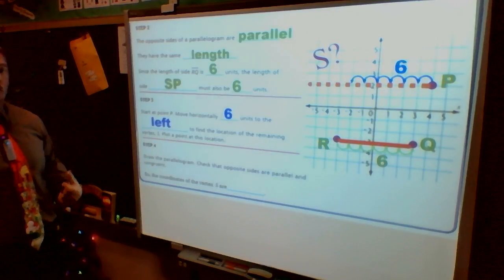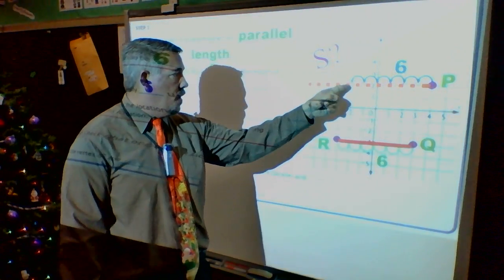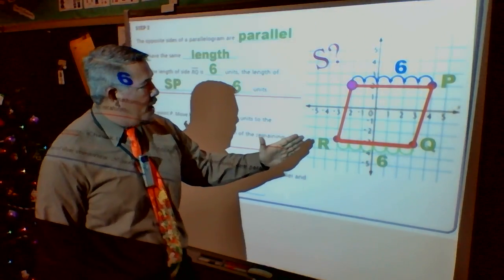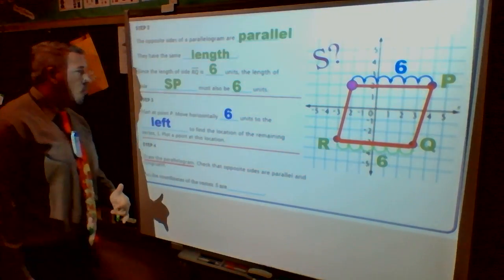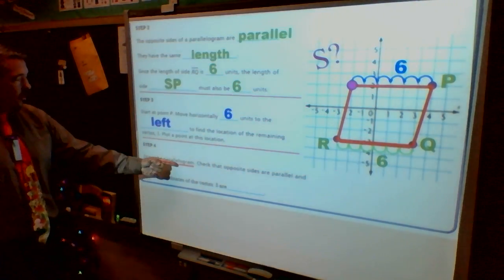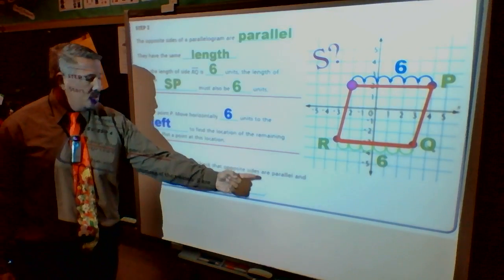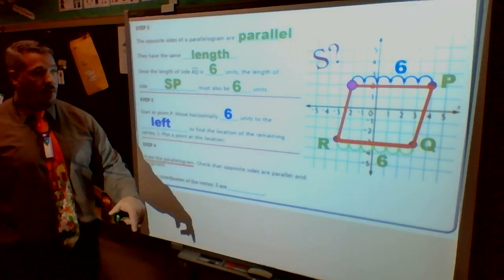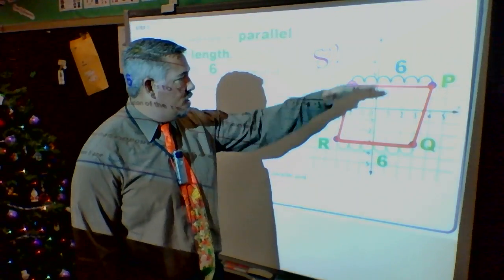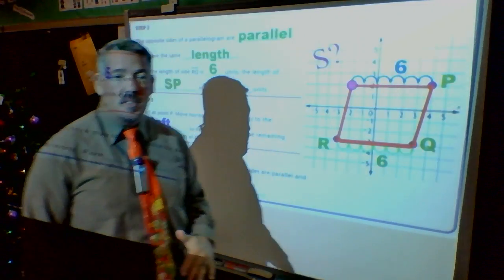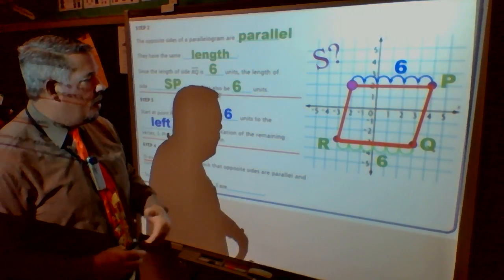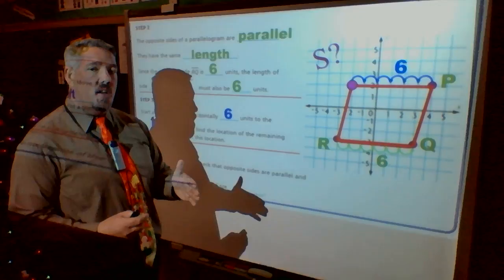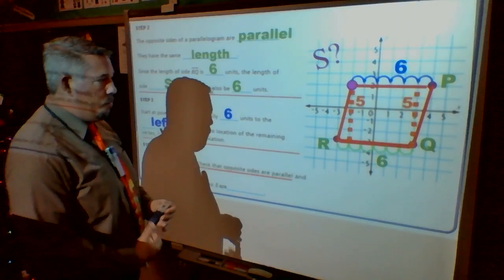So when I move 6 to the left from P, I end up here. And when I plot that point for S, I can see that I do indeed make a parallelogram for my shape. It says to draw that parallelogram and check that opposite sides are parallel and congruent. So the coordinates of this vertex of S should be what? If I know this is 6 and this is 6, and they both go along the x-axis, I know that I'm good there. So on this one, I just need to check the height of both of them to make sure I have the same height. They look parallel, but we're going to prove it.